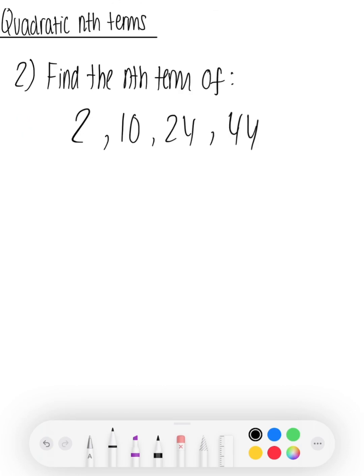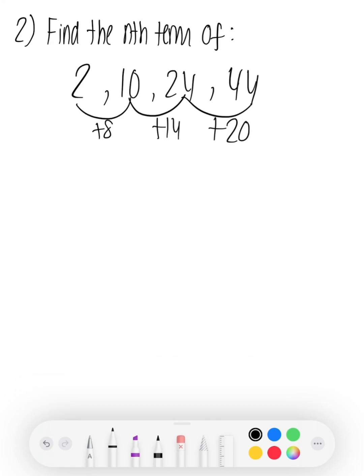Now taking a look at the second question, we've got the terms 2, 10, 24 and 44. So let's start again by finding the common difference. We've got a difference of 8, difference of 14, and then we have a difference of 20. Now again we can find a common difference between the differences. So we've got 8 and 14. Now the difference between those is a +6. The same thing with 14 and 20, so we've got a difference of +6.